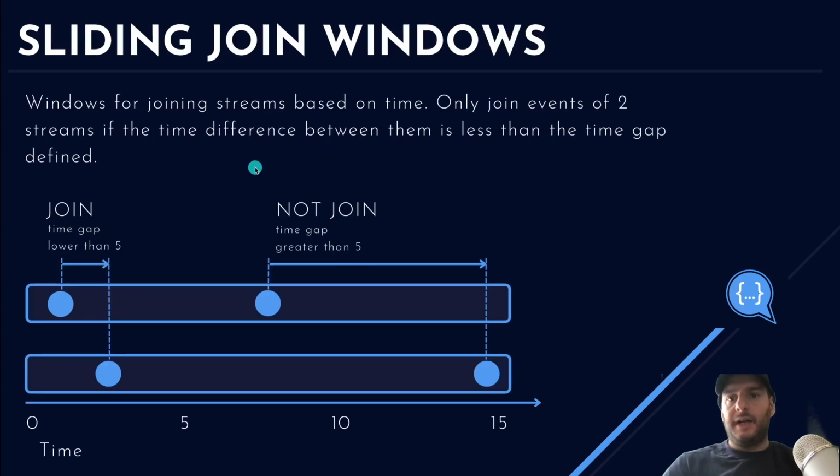And finally, we have sliding join windows. These are windows that are used to join streams based on time. Basically, you join 2 events if the time difference between them is less than the time gap defined. For example, if we define a time gap of 5 seconds, and here we have less than 5 seconds, so we join these 2, but these 2 events are more than 5 seconds apart from each other, so in that case they are not joined.